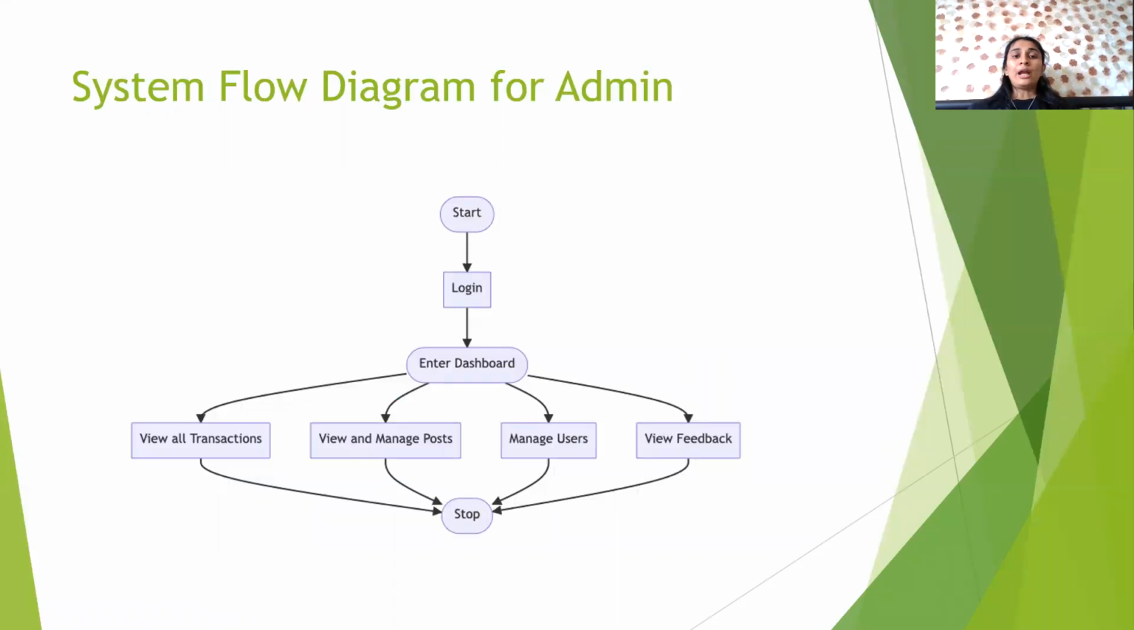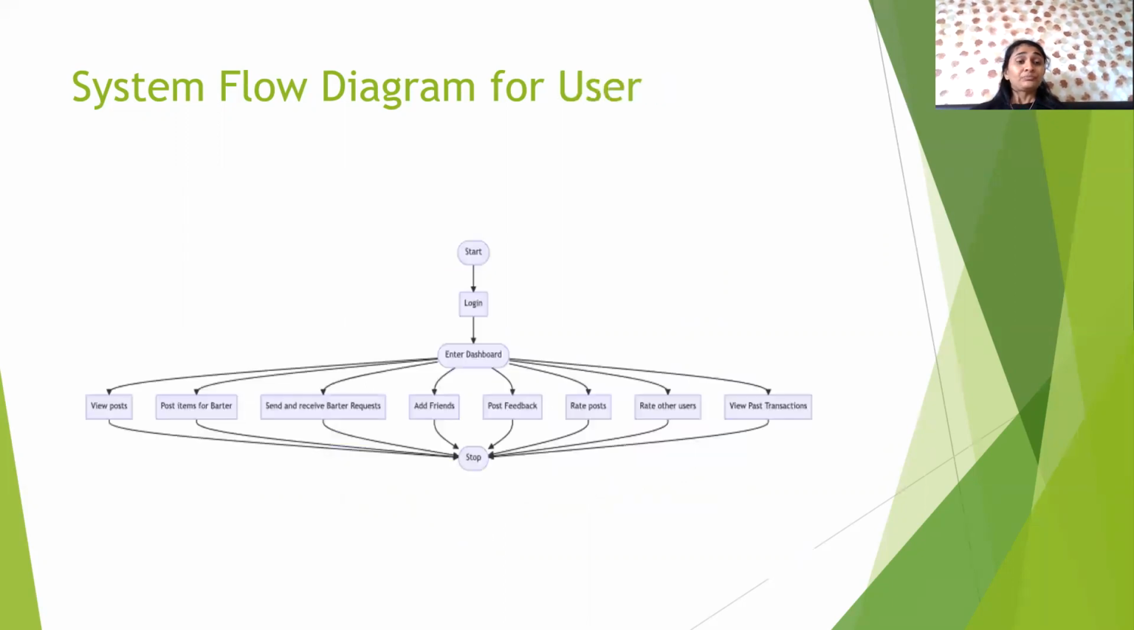System flow diagram for admin. A system flow diagram is a convenient way of collaborating with the client as well. The client can see all the activities performed by the admin. Here we can see login, enter dashboard, view all transactions, manage posts, manage users, view feedback, and so on. And this is the system flow diagram for users.